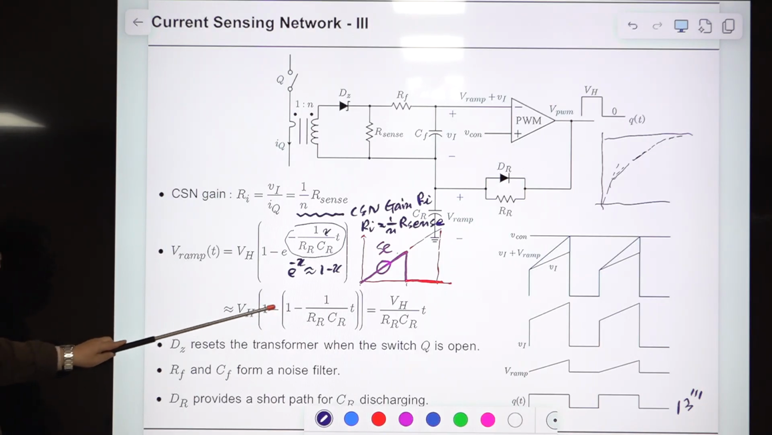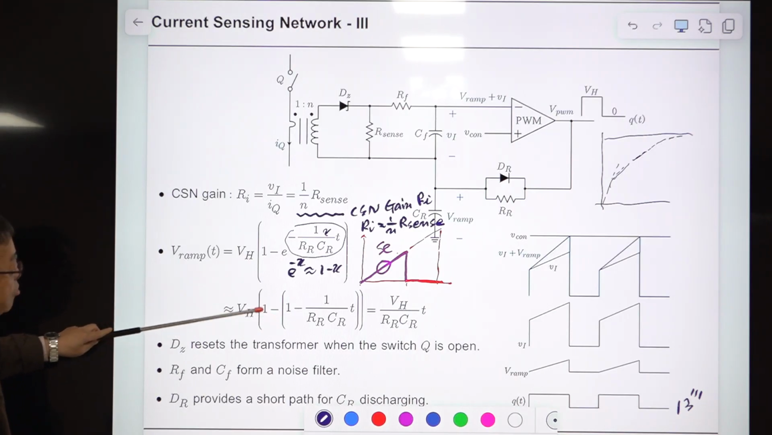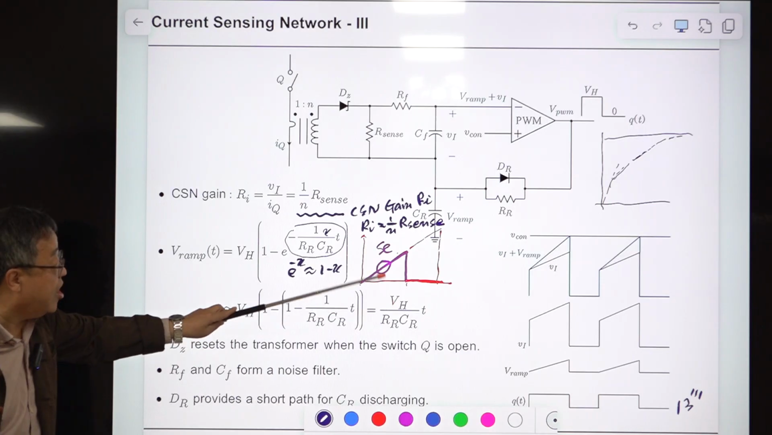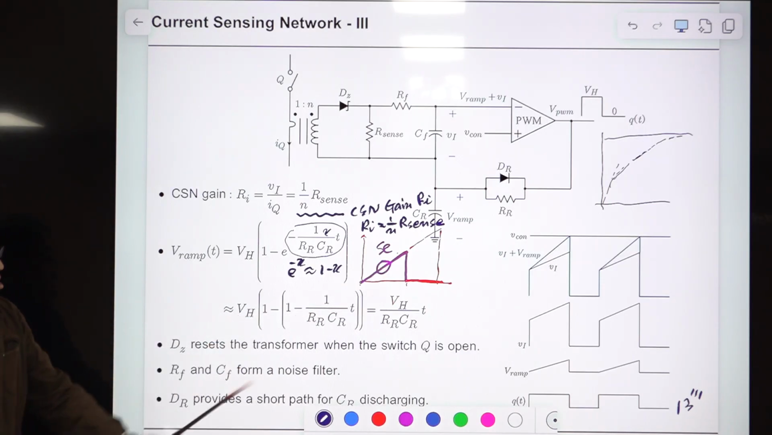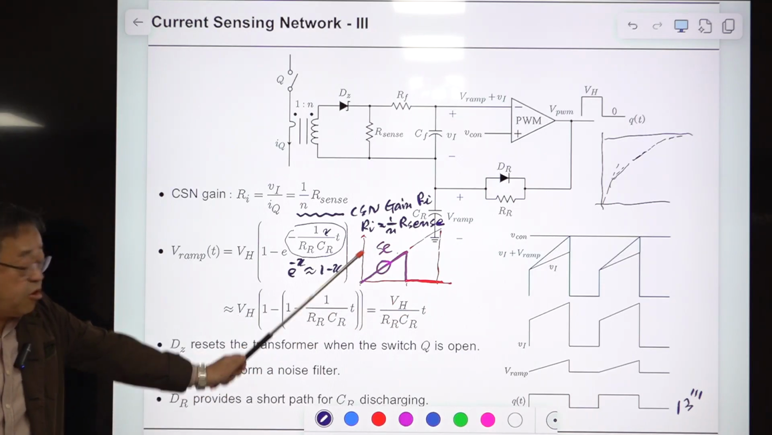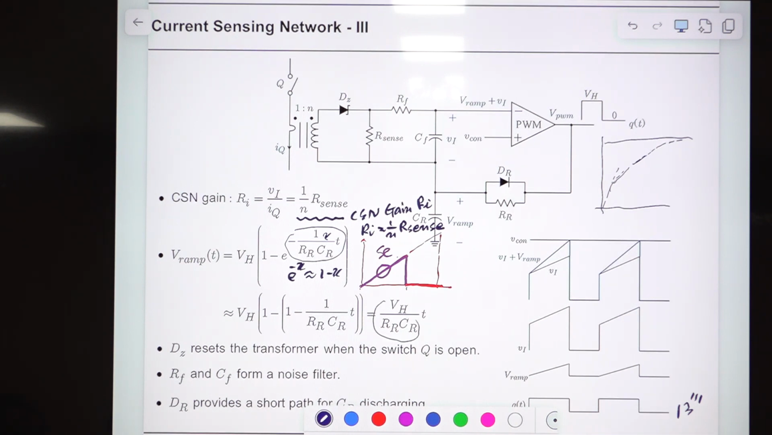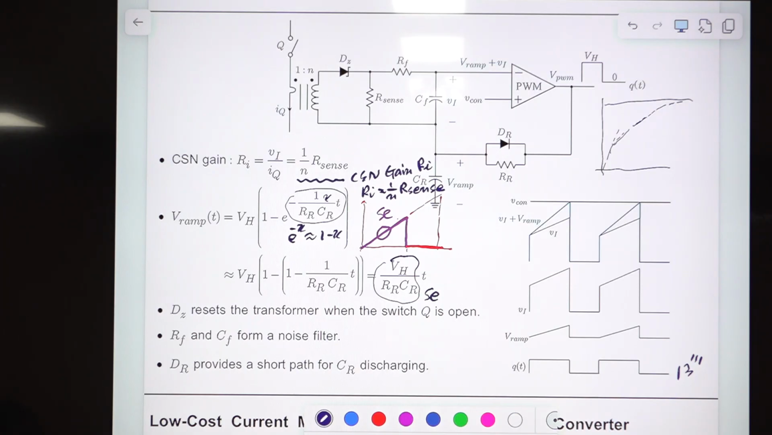They cancel, and this minus 1 cancels, and then this part is the linear equation. Okay, this is the slope. The linear slope is this value, Sn, the slope of the external ramp. All right, so this is the description.